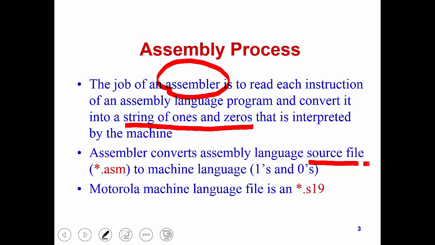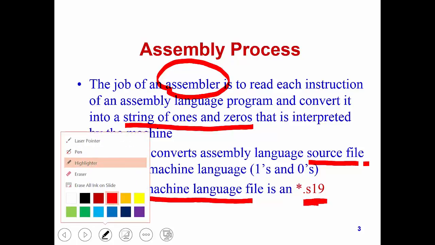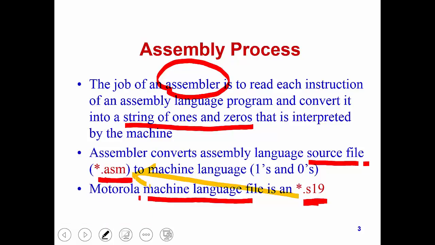The source program is in the format of .asm. Then the original source program is converted by the assembler into 0 and 1s. After we convert it into machine code, or we call it machine language, this file format has the extension .s19. So we have a conversion from the source program to machine language.